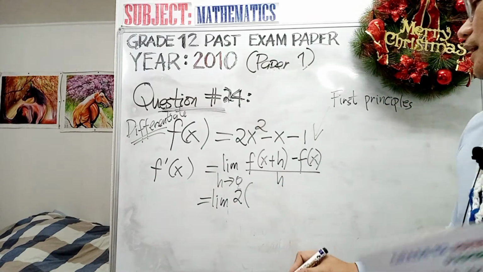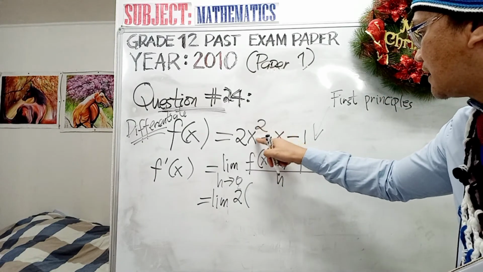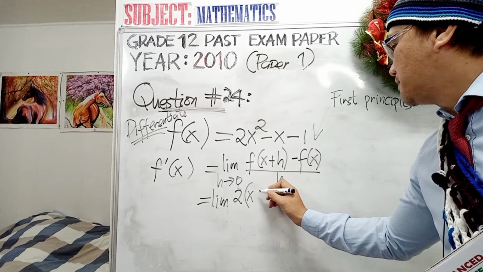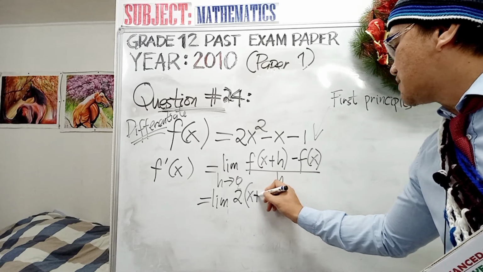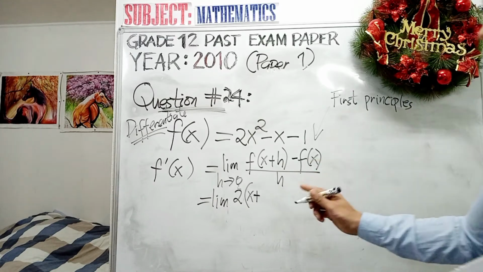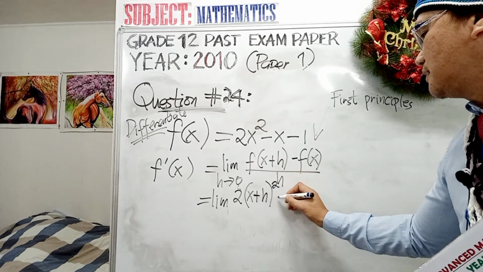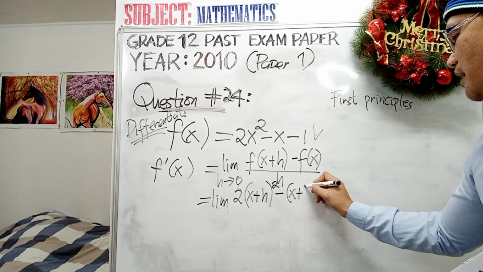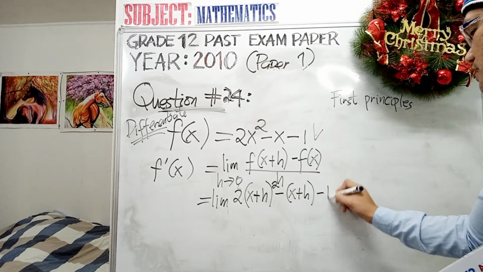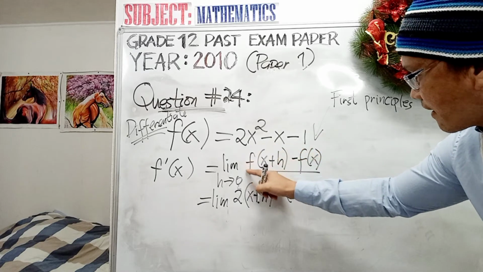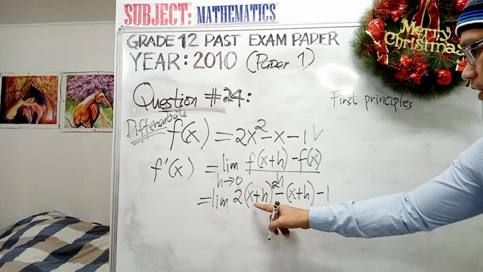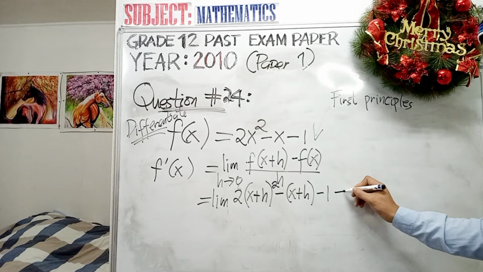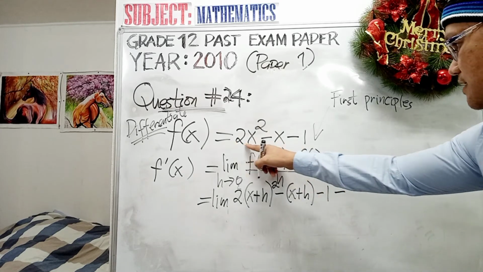Open bracket x, this one is the x squared, so you will have to rewrite x squared as x plus h, okay, x plus h squared, and then minus x, so minus x plus h, and then minus 1 is a constant. This entire expression, you will now rewrite. And then minus the original function of x, which is this f of x.